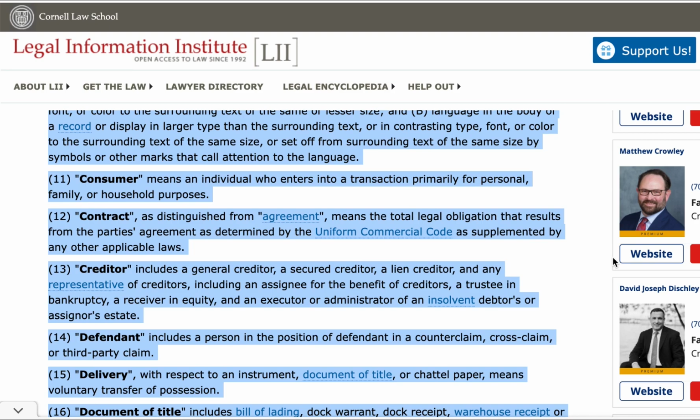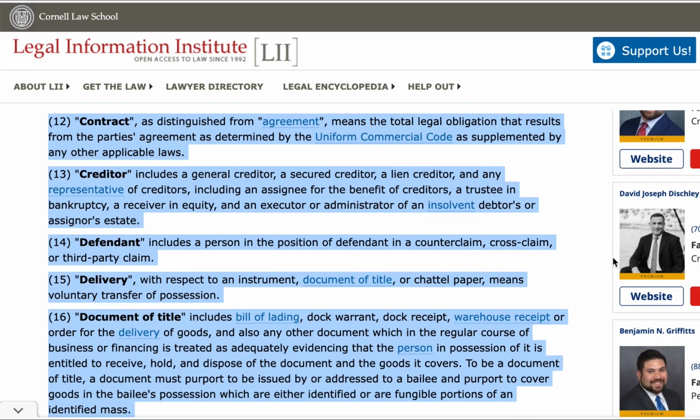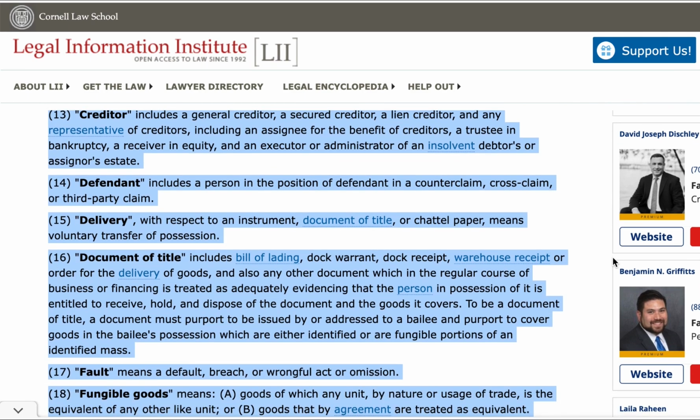13. Creditor includes a general creditor, a secured creditor, a lien creditor, and any representative of creditors, including an assignee for the benefit of creditors, a trustee in bankruptcy, a receiver in equity, and an executor or administrator of an insolvent debtor's or assignor's estate. 14. Defendant includes a person in the position of defendant in a counterclaim, cross-claim, or third-party claim. 15. Delivery, with respect to an instrument, document of title, or chattel paper, means voluntary transfer of possession.